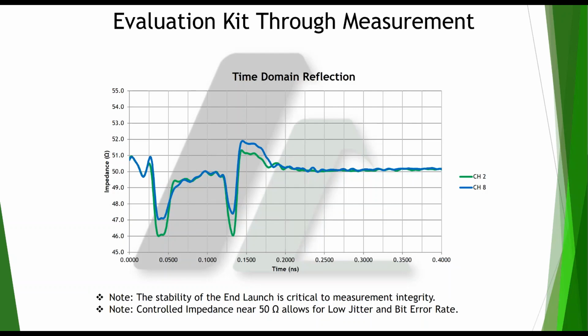So here's the time domain reflection. This TDR is what we're going to use to gate, using a gating function of our VNA, to isolate the TR device so that we can get a true return loss measurement.